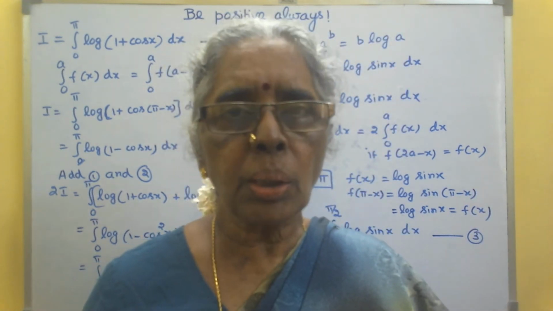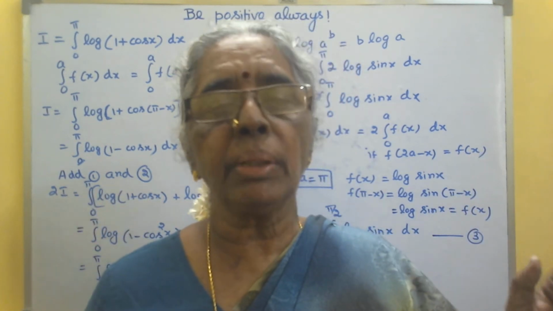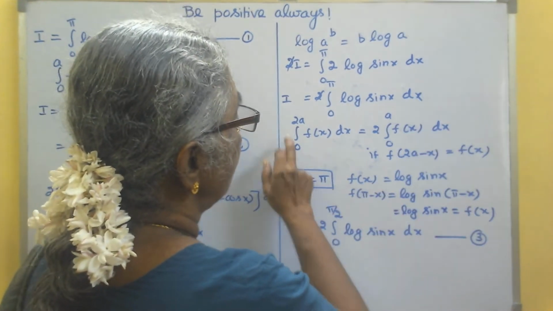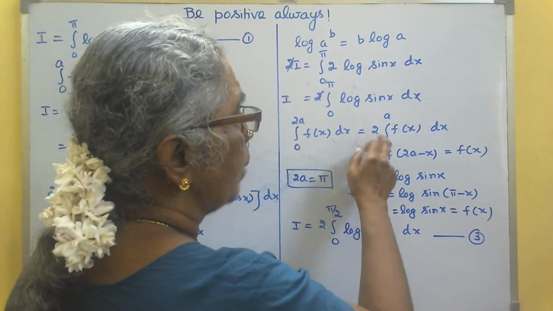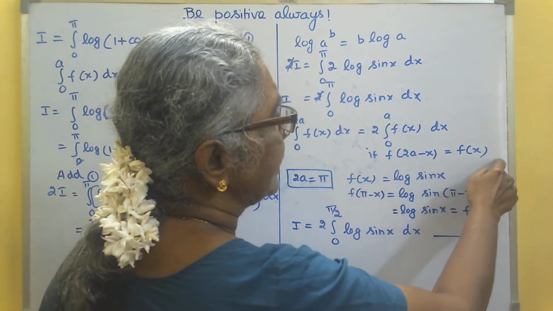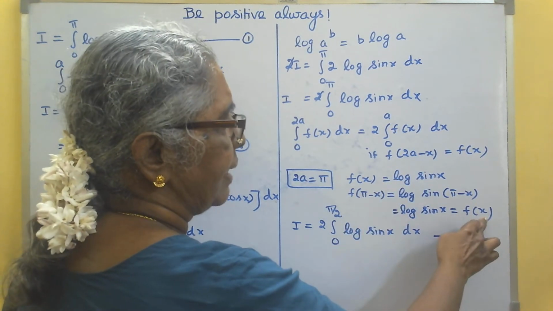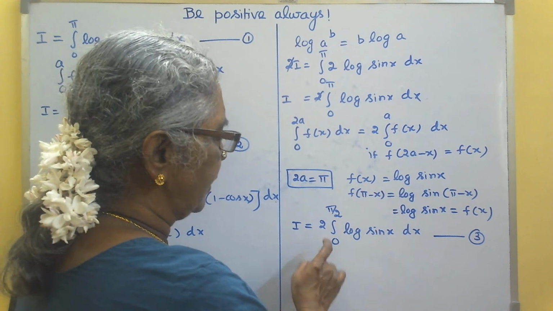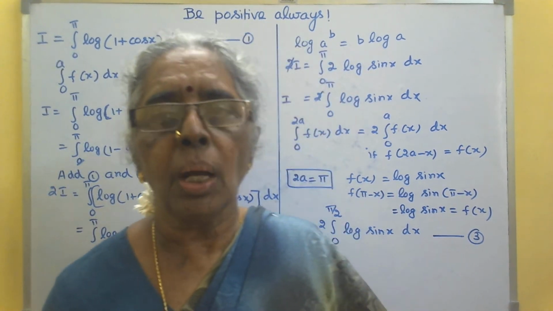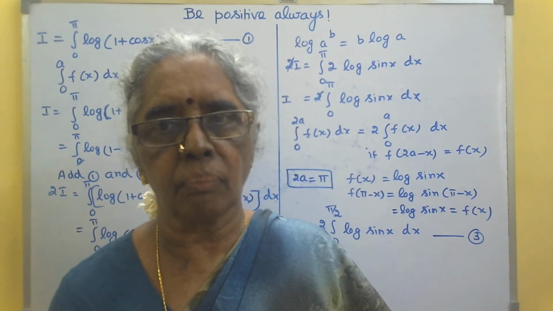Now we want to change that limit to 0 to pi by 2, so it will resemble an example sum in the textbook. So now I am using this property: integral 0 to 2a f of x dx is twice integral 0 to a f of x dx if f of 2a minus x is f of x. I know f of 2a minus x is equal to f of x. So I used that property and I got I is equal to twice integral 0 to pi by 2 log sin x dx, which I mark as 3. Hope it is clear up to this.